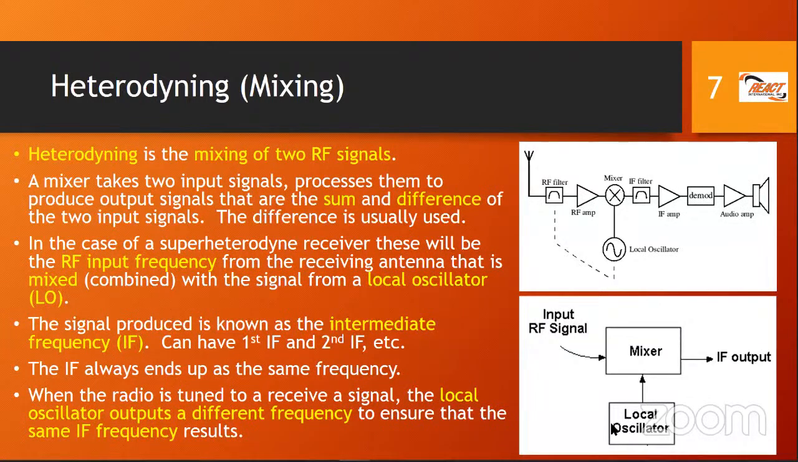When we tune the radio, we are tuning really the local oscillator to mix with the input frequency so we can end up with the same IF output. Let's say 455 kilohertz. When the radio is tuned to a received signal, the local oscillator outputs a different frequency. So when you're tuning your radio, it's really the local oscillator that you are tuning so that it matches the input frequency in such a way that the output frequency is the same, no matter what your input frequency is. That ensures that the same IF frequency results in the output.